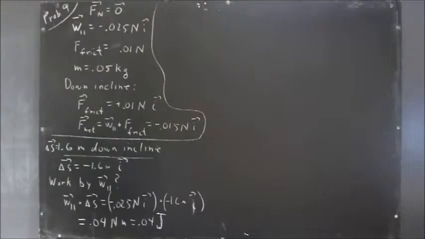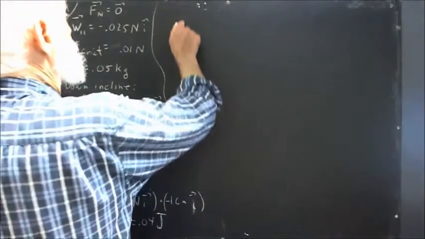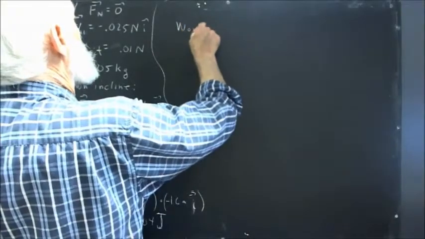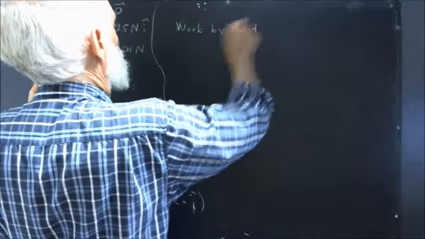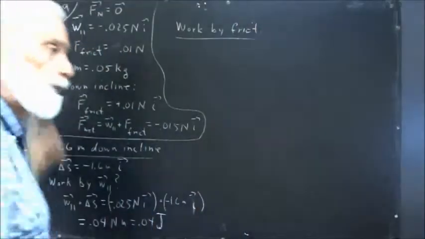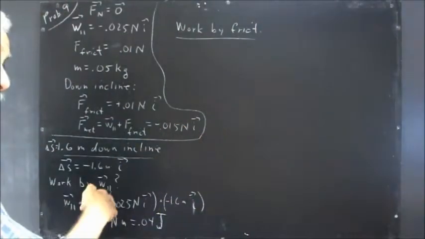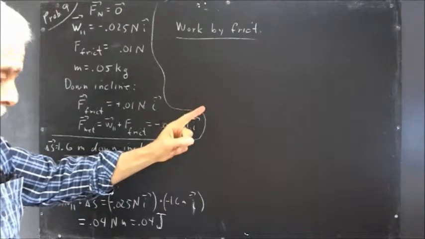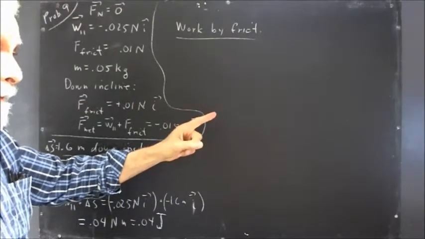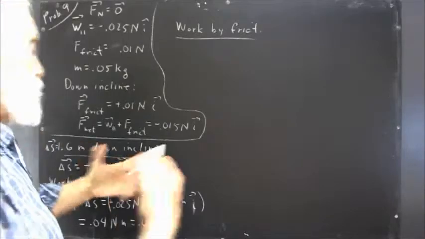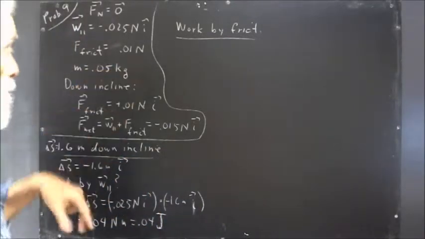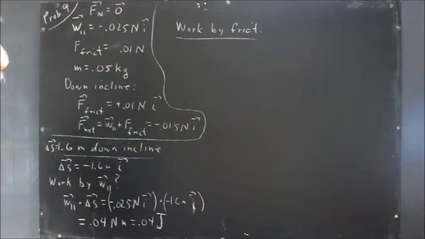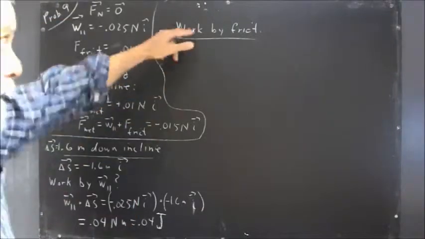Okay, well, let's calculate now the work by friction. Now, intuitively, we know displacement's this way, force of friction is this way. So the two are in opposite directions. The friction is going to do negative work, so we just multiply 0.01 newtons by 1.6 meters and put a negative sign on it, and we've got the answer.